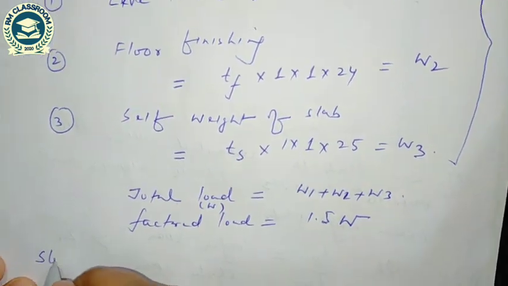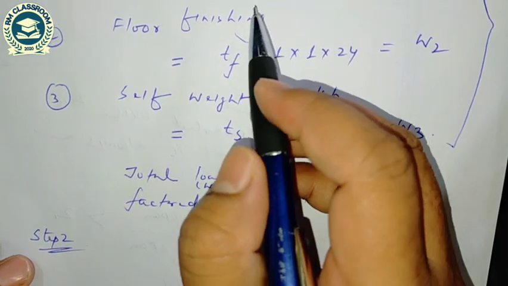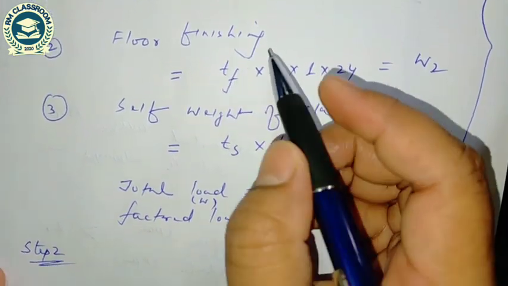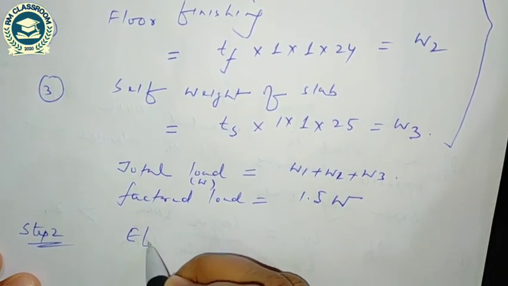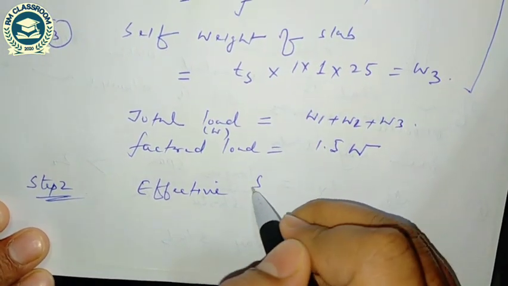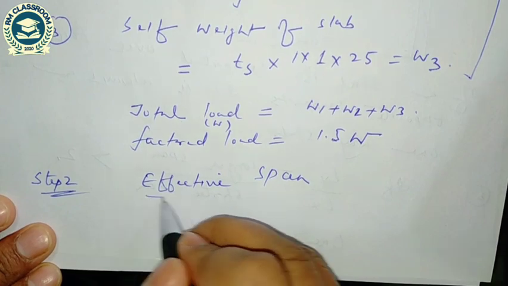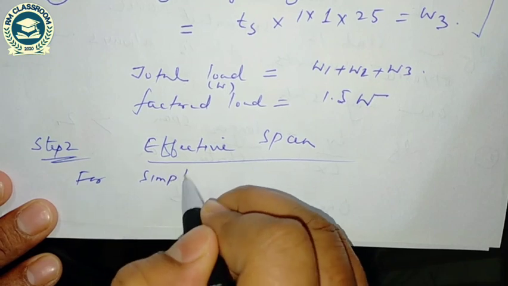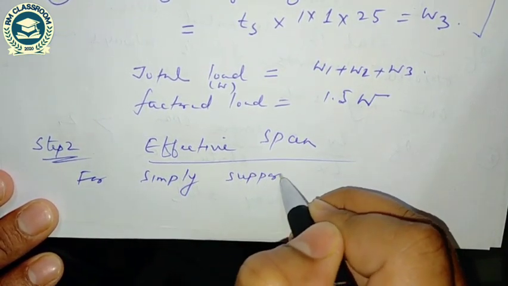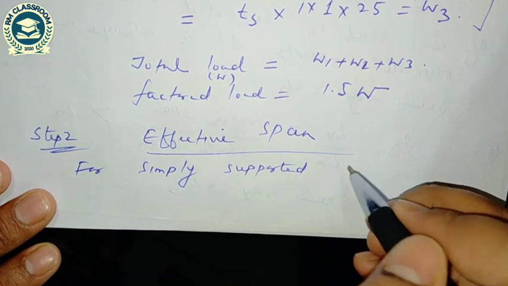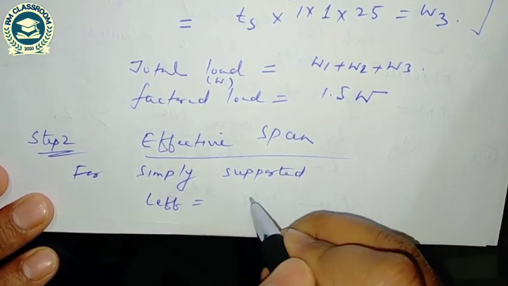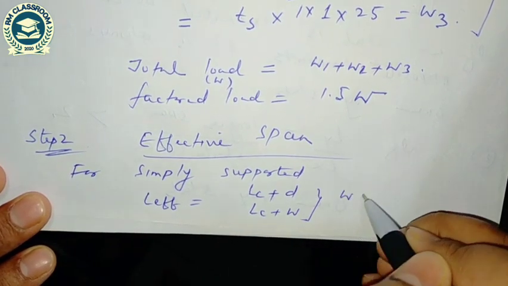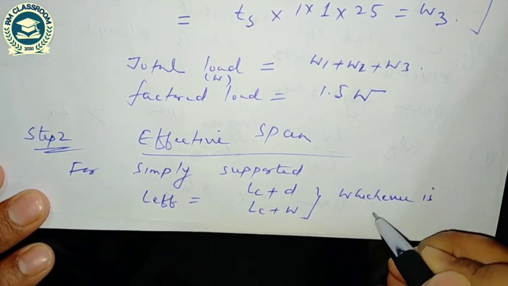Step 2. In the first step we have computed the load calculation, that is load due to dead load, live load, self weight and floor finishing. In the second step we have to compute effective span. We know for a simply supported beam, already discussed in the previous class, L effective is equal to clear span plus effective depth or clear span plus width of the support, whichever is less.